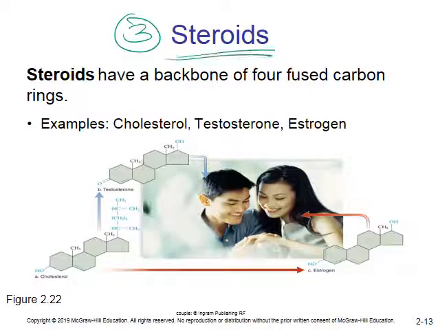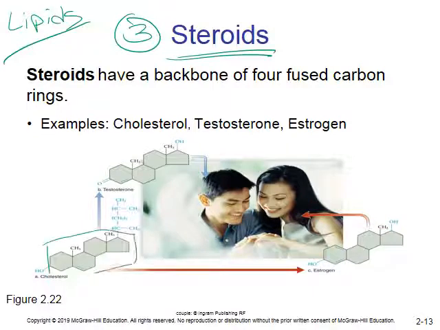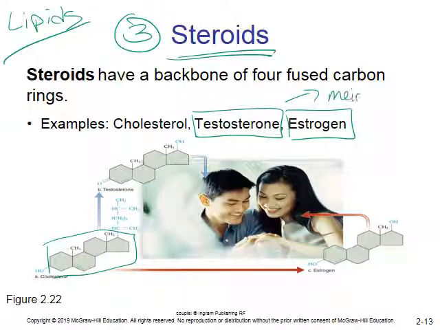This is the third type of lipid. So remember, we're still talking about lipids. This is the third category, and they look a little bit different. They have these 4 fused rings. So steroids, like testosterone and estrogen, they can direct meiosis, which is the development of egg and sperm, right?